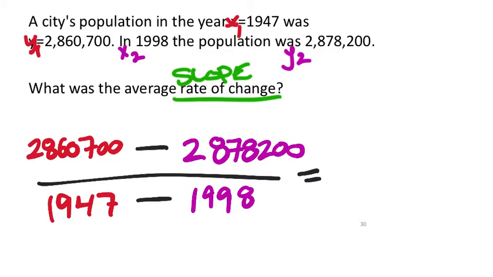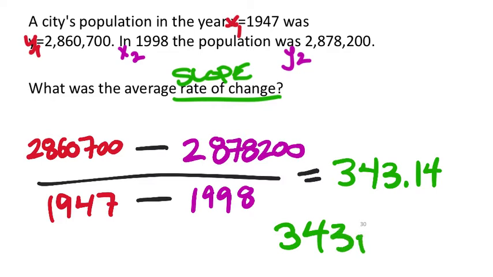I don't really want the fraction on this one, so I'm going to push the double arrow button above enter, and it shows this is 343 point. I'm rounding here. I don't like to round with people because I don't know what 0.14 looks like. I'm going to round to the nearest person on this one. 343 people, I'll abbreviate that, per year.